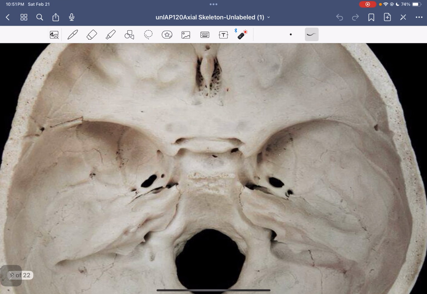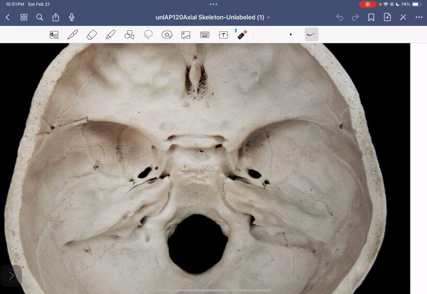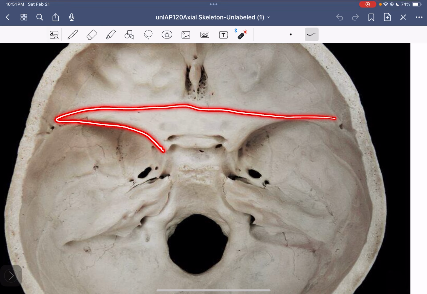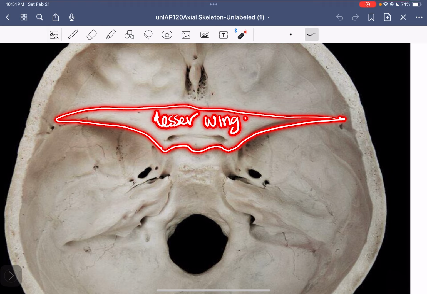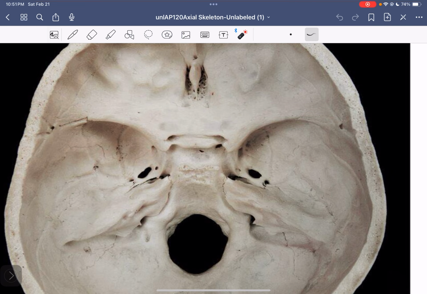Okay, so let's move a little bit towards the middle. So I'm going to outline the next structure that I want to talk about. So these are specific wings. These are called your lesser wings of sphenoid bone. You can see that immediately medial, you have these openings. These are called your optic canal.